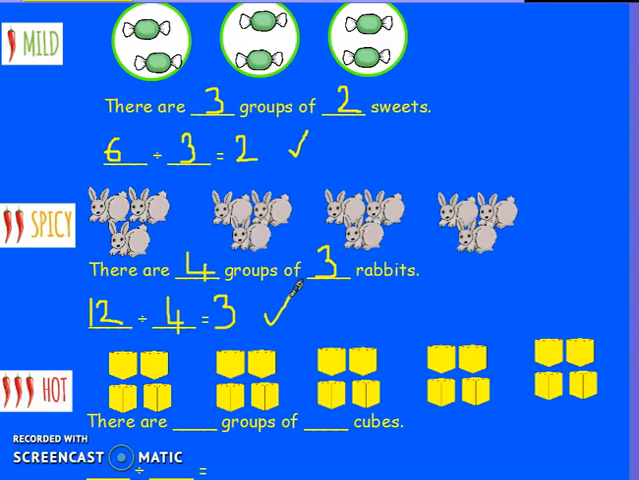The hot challenge had some cubes in it. Let's have a look. There are 1, 2, 3, 4, 5 groups of 1, 2, 3, 4 cubes. How many altogether? 4, 8, 12, 16, 20. 20 divided by 5 groups equals 4. 20 divided by 5 equals 4. Give yourself a mark if you got that right. Well done, Year 3, you're working really hard.